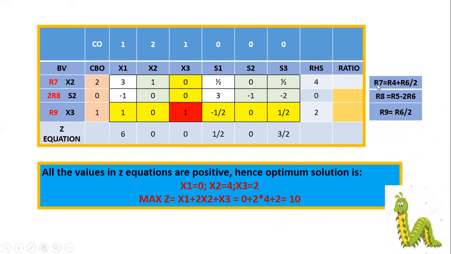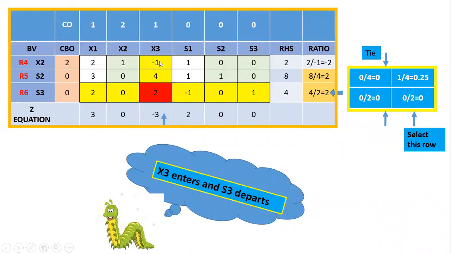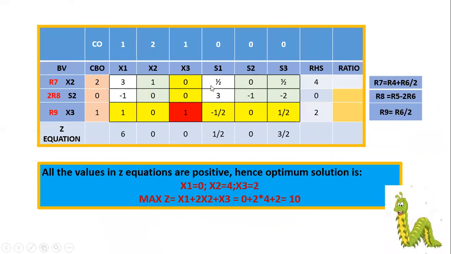So for the seventh row, it is R4 plus R6 by 2. Then this value becomes minus 1 plus 1, that will be equal to 0. Carry out the same operation for everything. Now calculate the Z equation.